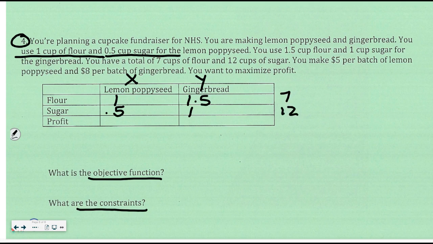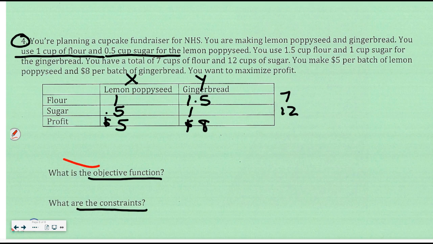So that's easy, right, Parker? You just plop the numbers in. Did you put them in the right spots? All right. Then, for the profit, what does it say? $5 and 8.